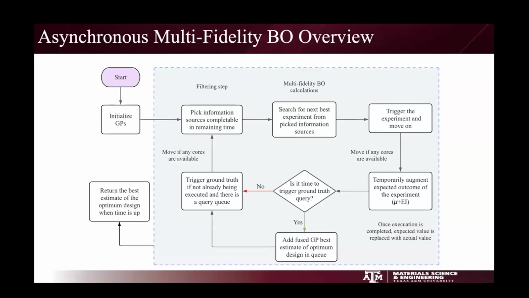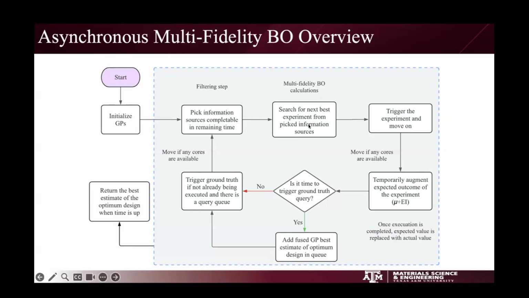So what Danial has done, with some advice on the part of Doug and I, was to try to develop a framework that was robust against the need to have these checkpoints, right? So the framework is relatively simple. We start by initializing some type of a stochastic model, in this case, a Gaussian process model that is the model of the world. We pick the information sources that we know can be completed in the remaining time that we have for a particular cycle.